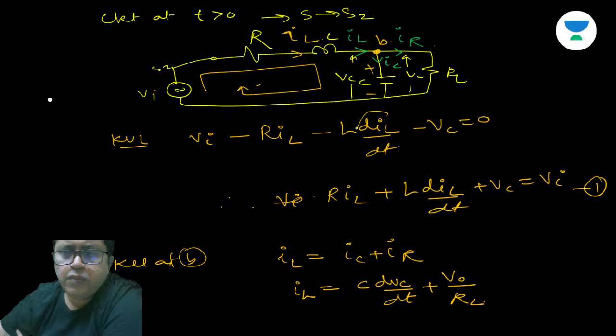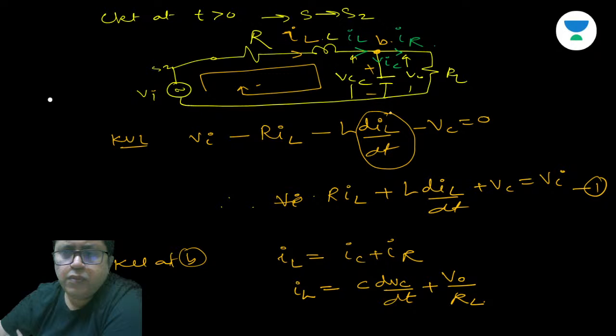IL is equal to C dVc by dt plus Vc by RL. This is equation 2. Okay. So equation 1 implies the equation. I want to take this one side.